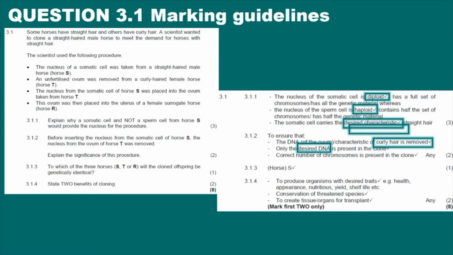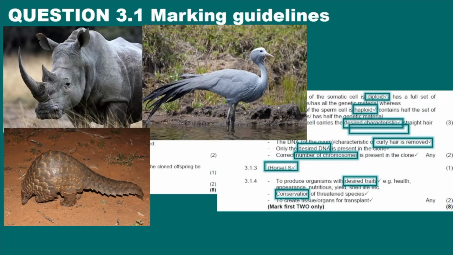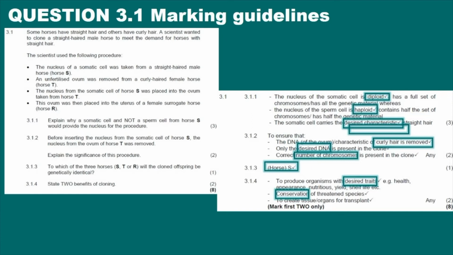Then question 3.1.3, they want to know which of the three horses the cloned offspring will be genetically identical to, and that would be horse S, because this is the horse that we wanted to clone. 3.1.4 state two benefits of cloning. So to produce offspring with a desirable trait, to conserve threatened or endangered species, or to create tissues or organs for organ transplants. And for this question, we will only mark the first two.